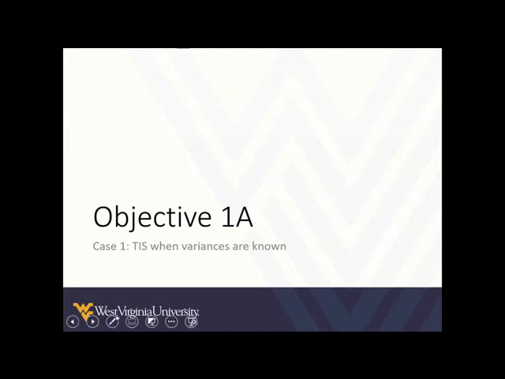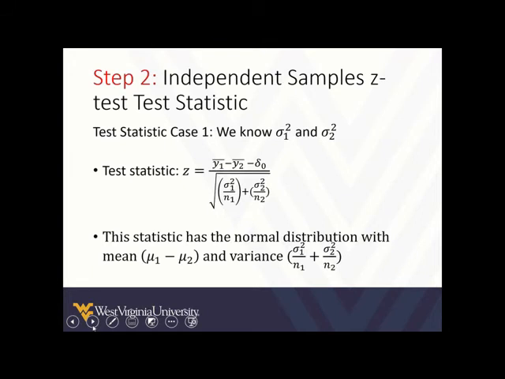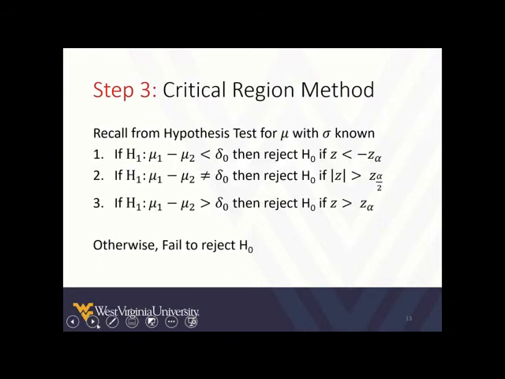So case one is when we have the known population variances. For this case, our test statistic will be z equal to our sample mean 1 minus sample mean 2 minus that hypothesized difference, all over the square root of sigma 1 squared over n1 plus sigma 2 squared over n2. And we know that this statistic has the normal distribution with mean mu 1 minus mu 2 and variance sigma 1 squared over n1 plus sigma 2 squared over n2, meaning we will compare this to the normal distribution.